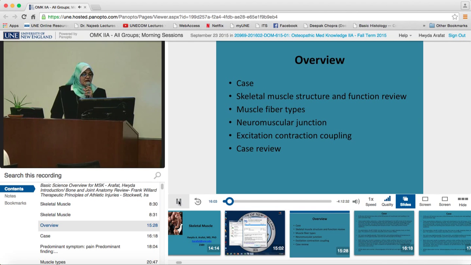So we're going to go quickly over the skeletal muscle structure and function review, skeletal muscle fiber types, neuromuscular junction. We're going to talk about excitation contraction coupling. And finally, we're going to go back to the case and try to see how things unfolded with this patient.